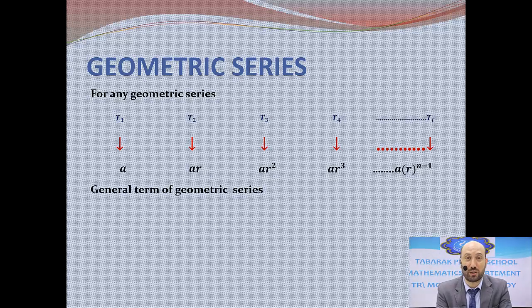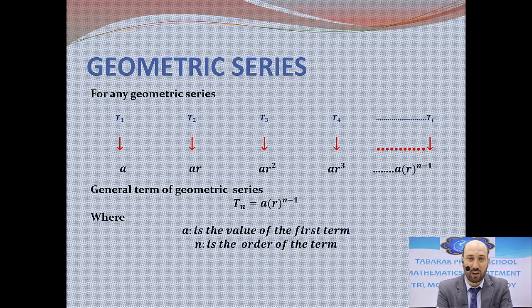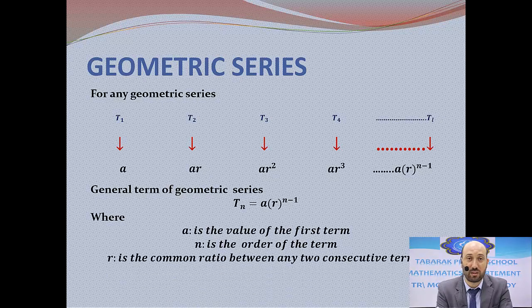So to find the general term of a geometric series, Tn equals a times r power n minus 1, where a is the value of the first term, n is the order of the term, and r is the common ratio between any two consecutive terms. Tn plus 1 over Tn is the common ratio. If we divide the second term by the first term, we will have the same ratio as if we divide the third term by the second term, and the same if we divide any two consecutive terms.